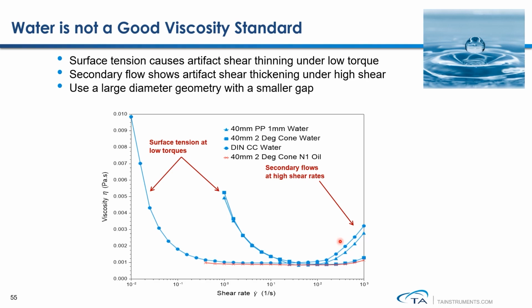So in these cases, the only valid measurable shear rate to test the accurate viscosity of water is within this area for using a 40 millimeter parallel plate and cone plate. In order to obtain a wider shear rate range, the concentric cylinder cup with a DIN rotor will provide you with the widest range of shear rate to obtain the accurate viscosity value of water.